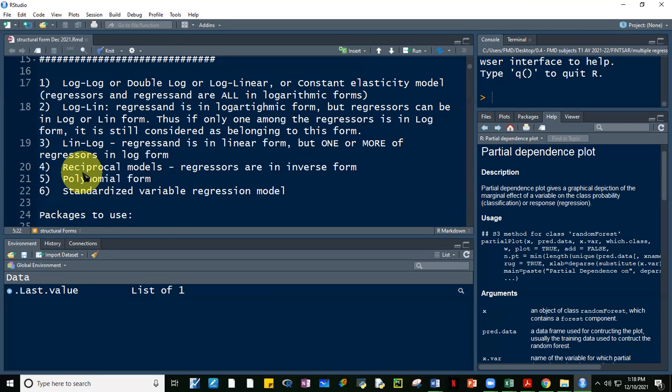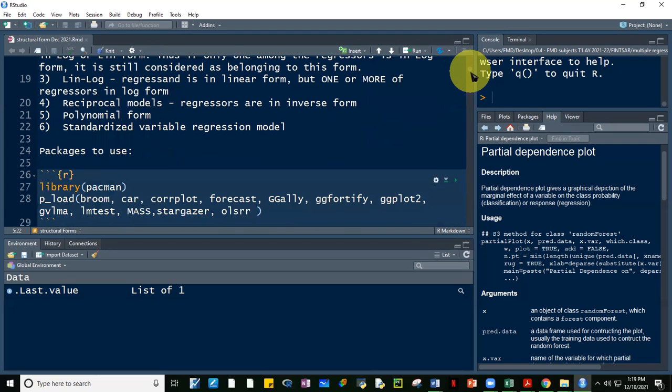And then you can also have reciprocal models where your regressors are in their inverse form, I mean 1 over x, for example. Then you have polynomial form where your independent variables are expressed in powers other than 1. And then we have the standardized variable regression model.